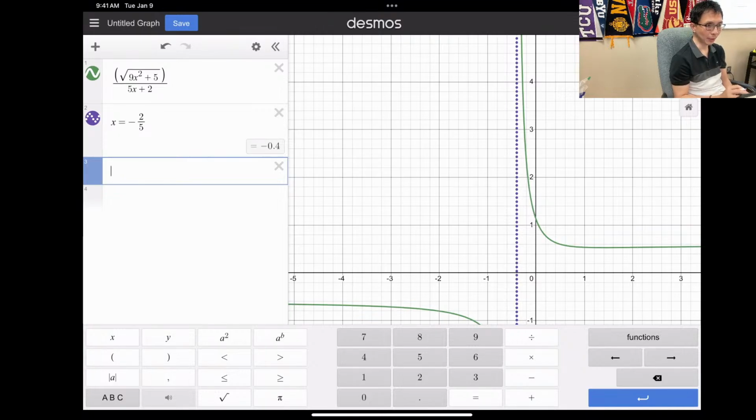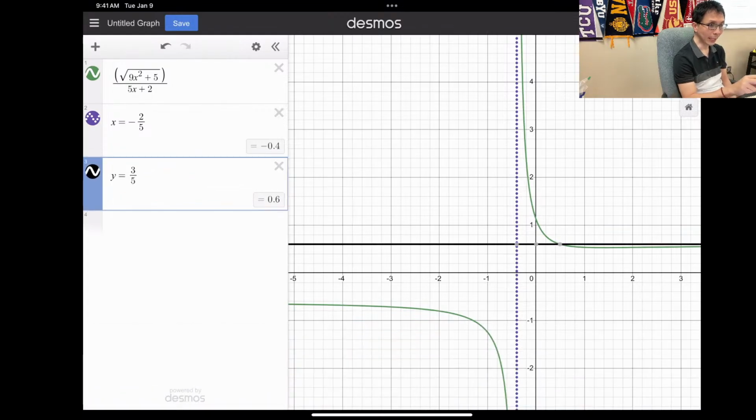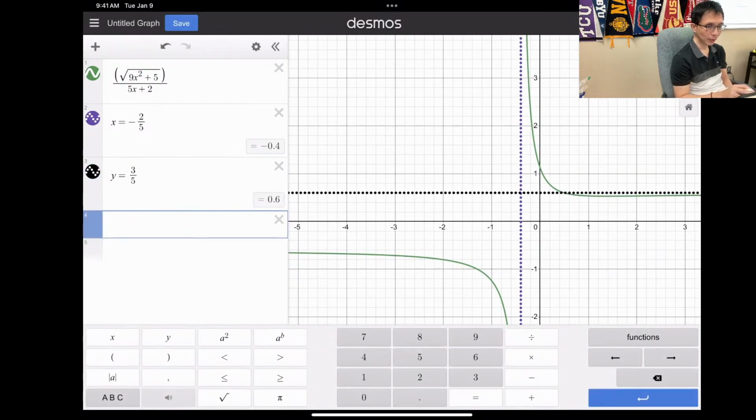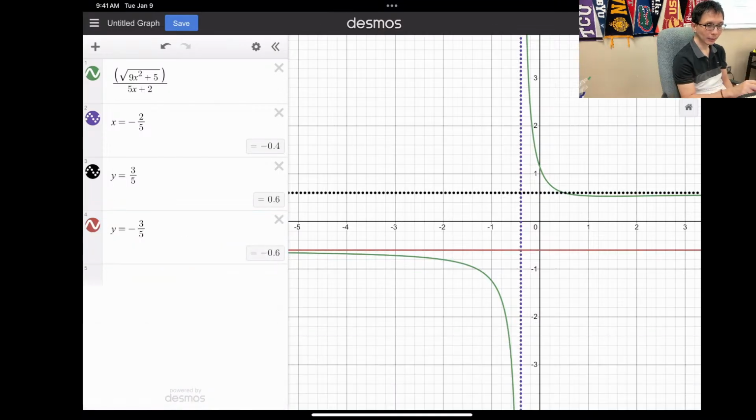Okay, the horizontal asymptote is going to be 3 over 5, so y equals 3 over 5. Again, they cross, right? And they only cross one time, so it's no big deal. And y equals -3 over 5. So do you see that at infinity, the horizontal asymptote only cares about what happens at the end? It doesn't care about what happens in the middle part of your life.